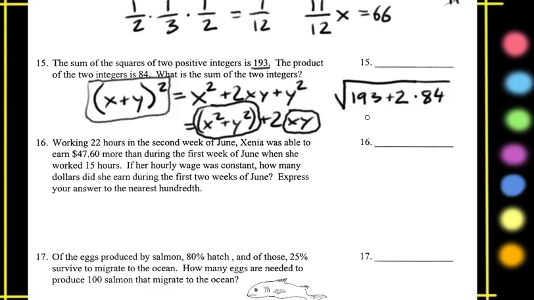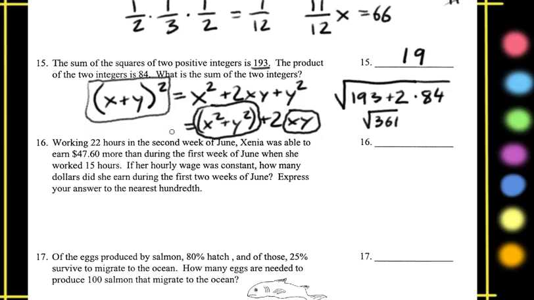So if you multiply this, and add it in here, you get the square root of 361. And if you have your square roots memorized up to 20, you'll recognize that as 19 squared. Square root of 19 squared is just 19.